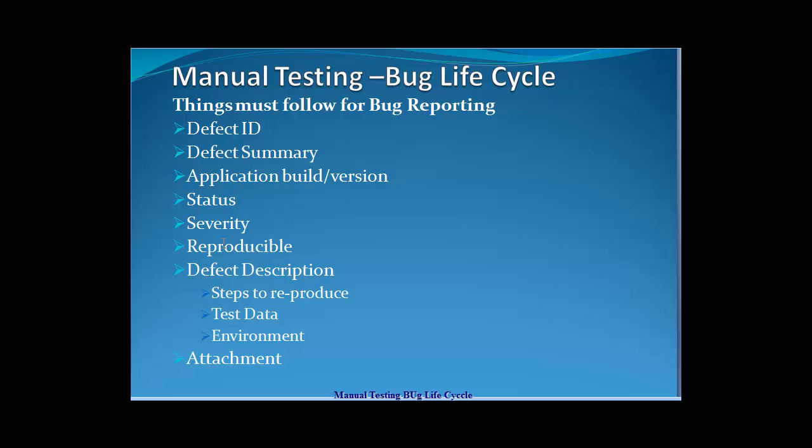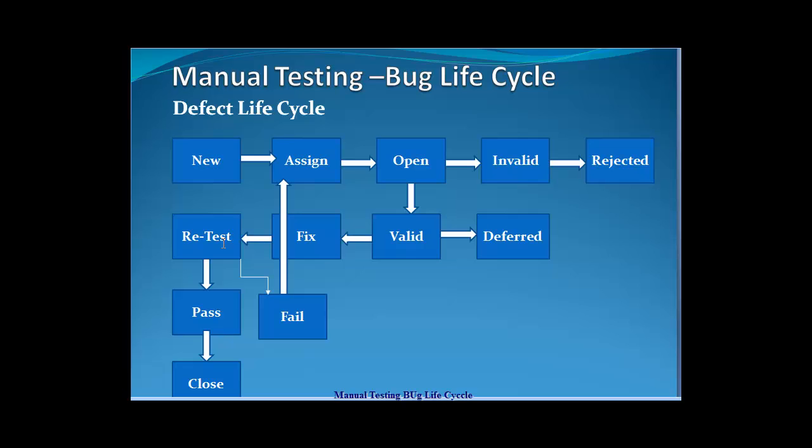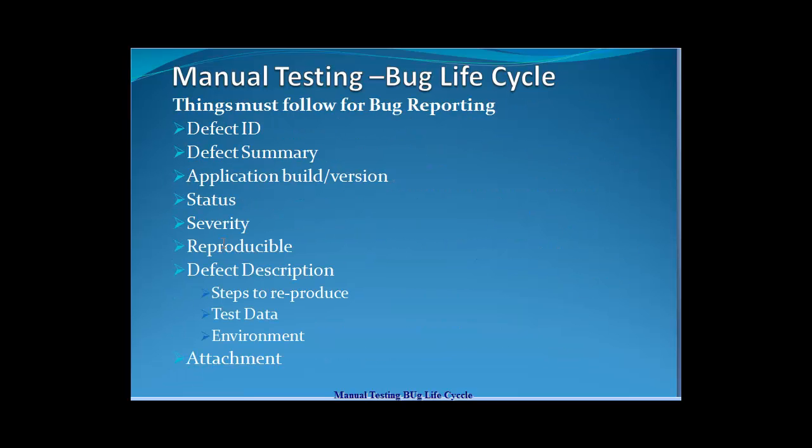The fourth point is status. As we saw in our previous slide, these are the statuses. In the status column, if you find a defect for the first time, then the test engineer mentions it as new. If a defect is not fixed, then he reopens that defect. Based on that, a test engineer selects the value for the status of the defect.